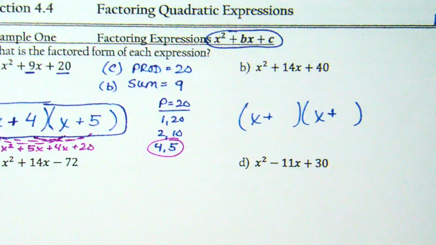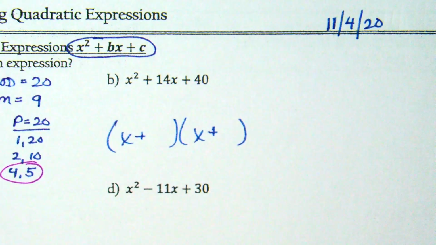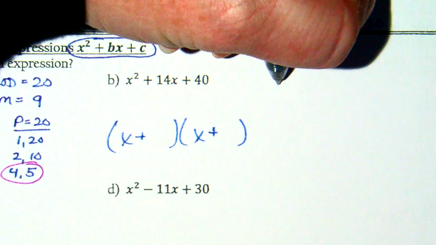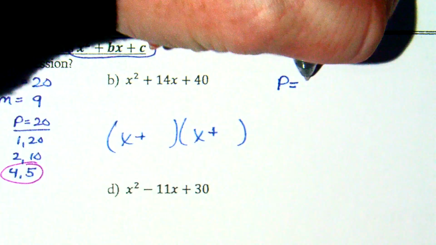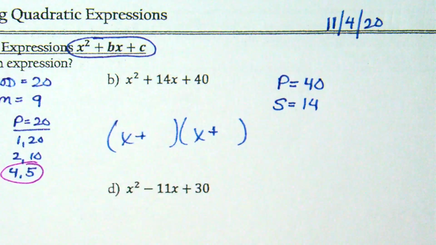What about numbers? Okay. We need numbers that are going to do what for us? Okay. So add to 14, multiply to be 40, which I usually say a product of 40 and a sum of 14. If you would rather use M and A for multiply and add, that's equivalent.